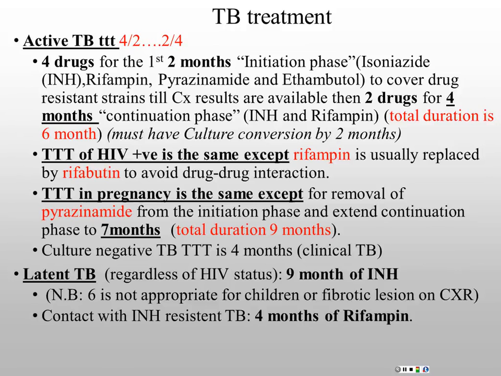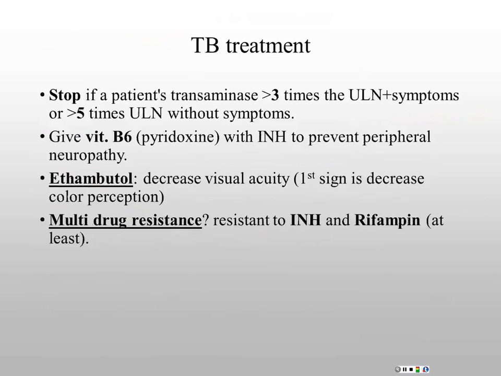In pregnancy, exclude pyrazinamide from the initial treatment and extend the total duration of treatment to 9 months. You have to follow up the patient and make sure there are no symptoms of liver problems. You can supplement pyridoxine to avoid peripheral neuropathy. You have to know your side effects of medications, such as ethambutol. It can cause decreased visual acuity.